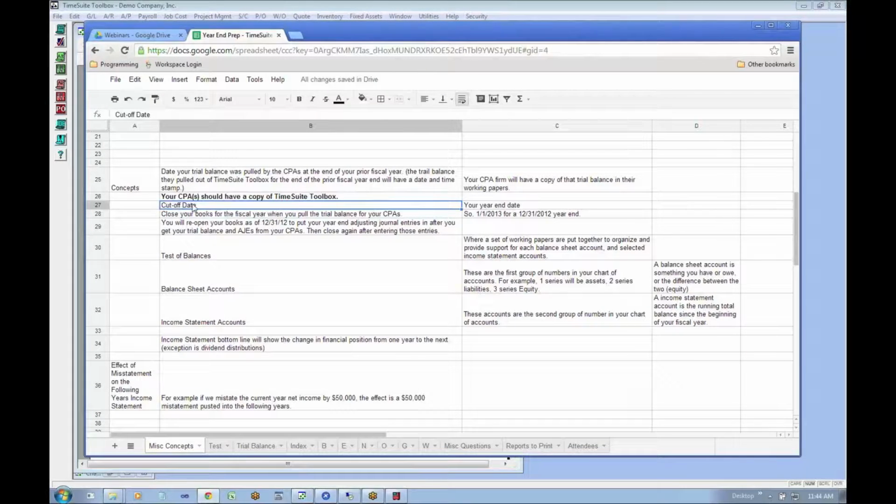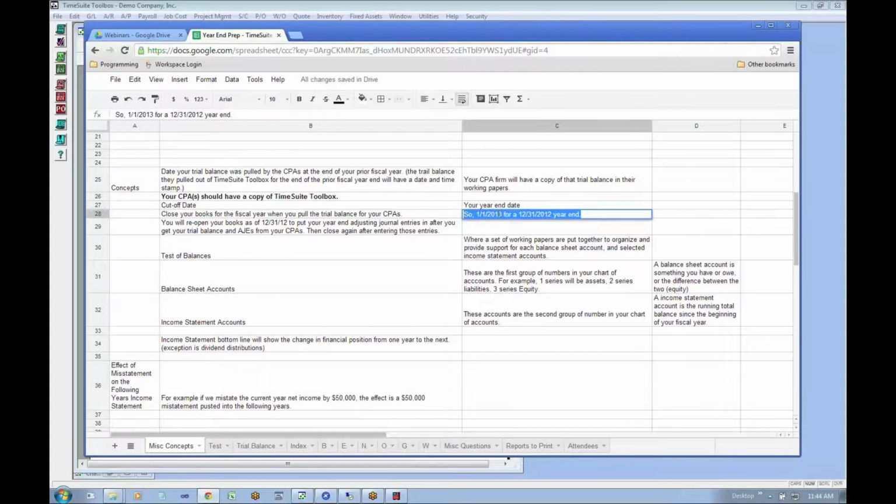Okay, so when we refer to cutoff date, it would be the year-end date. So the 2012 financials would be 2012, and then for 2013 financials, it would be 2013. So close your books. So you want to close your books for the fiscal year when the trial balance is pulled. So if you're working on 2013, you're going to close your books as of 1/1/2014 for the year ended 12/31/2013.